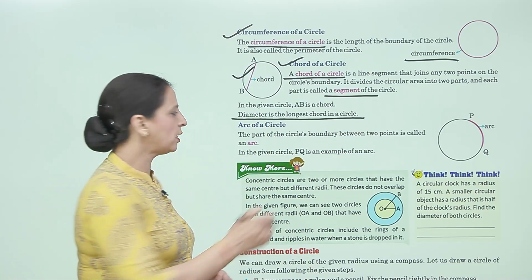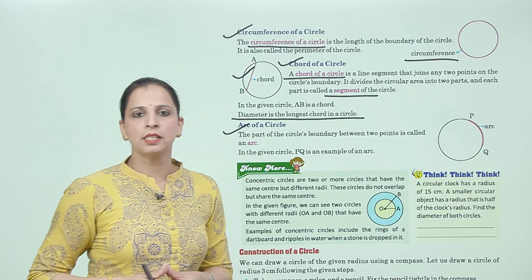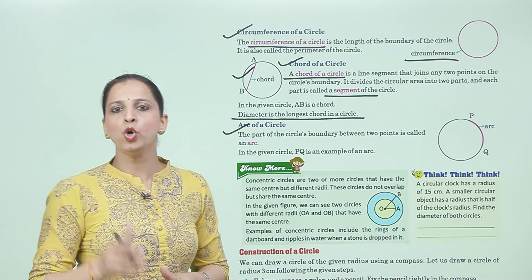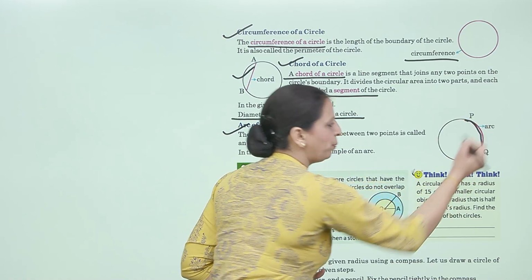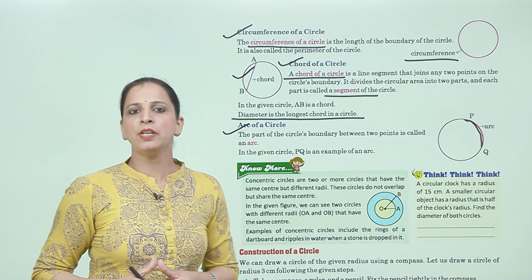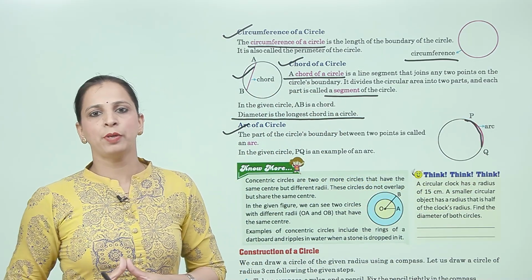Now, arc of a circle. The part of the circle boundary between two points is called an arc. Between two points. So, PQ is an arc. In the given circle, PQ is an example of an arc.